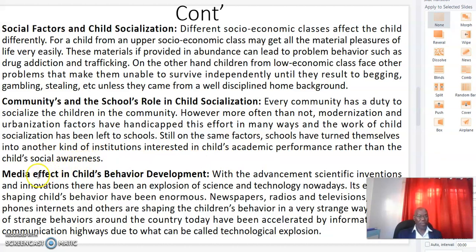The other cause of behavior disorders is the media, which affects the child's behavior development. With their advancement, scientific inventions and innovations, there has been an explosion of science and technology nowadays. It affects the shaping of the child's behavior in a very enormous way. We have newspapers, radios, television, mobile phones, the internet, and others, which are really shaping the child's behavior in a very strange way. Much of the strange behaviors around the countries today have been accelerated by information and communication highways due to what can be called a technological explosion.